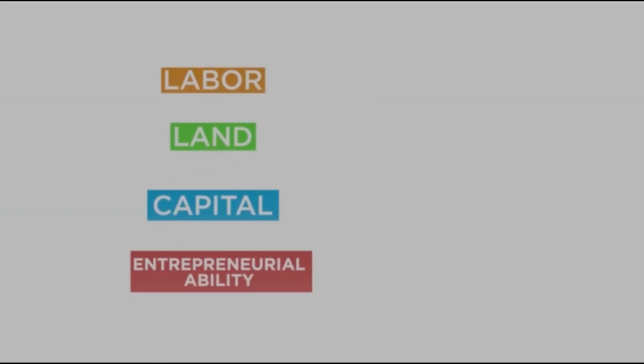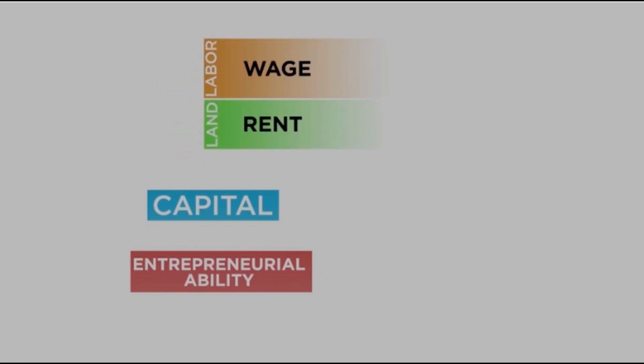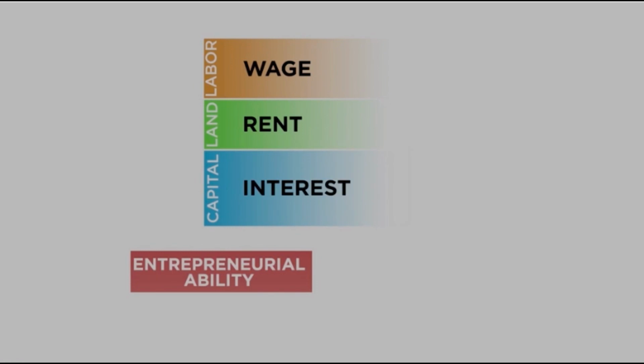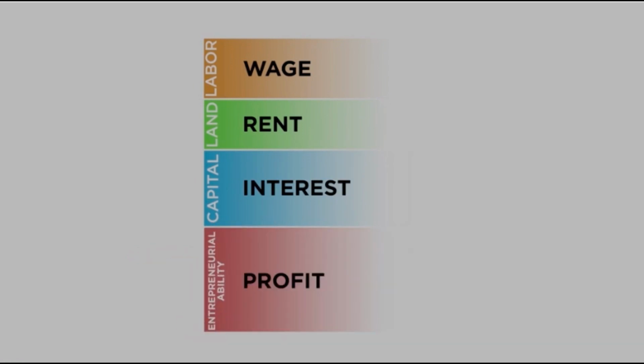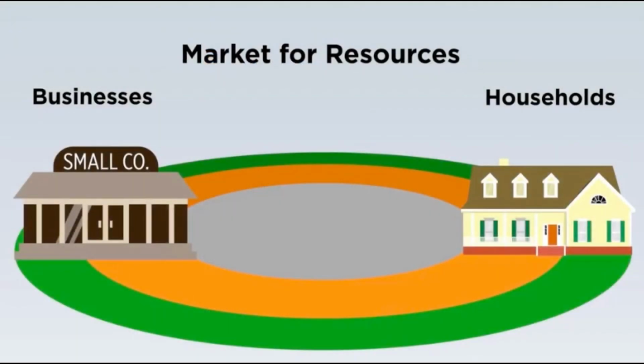In exchange for their resources, households earn income. Each resource has its own income category. Households receive wages for their labor, rent for use of their land, interest for use of their capital, and profit for their entrepreneurial ability. For working at the diner, your income would be paid in the form of a paycheck at the end of the month. So, in the market for resources, households sell resources and businesses buy resources.